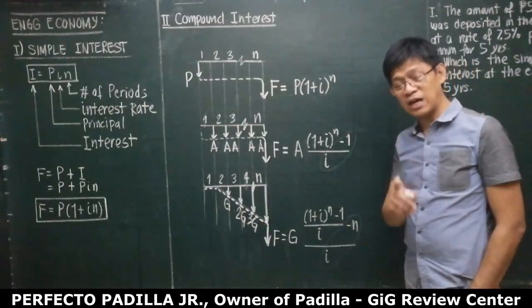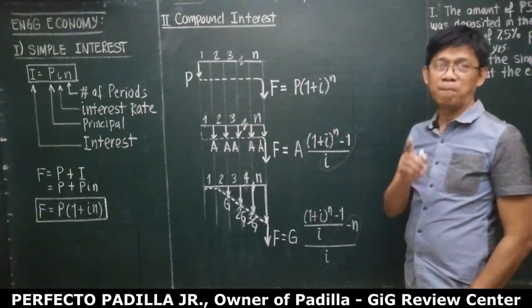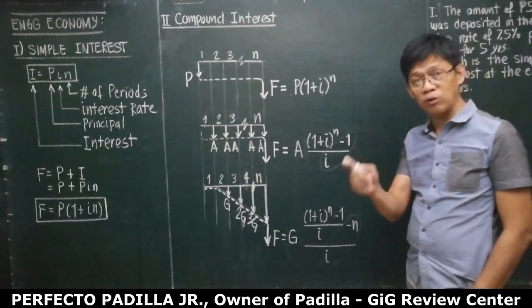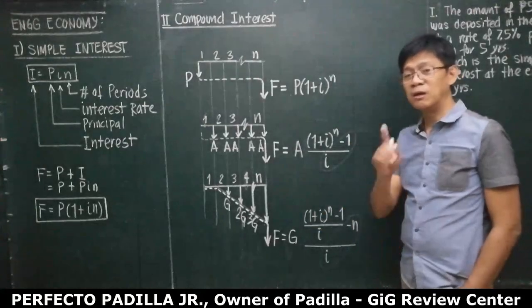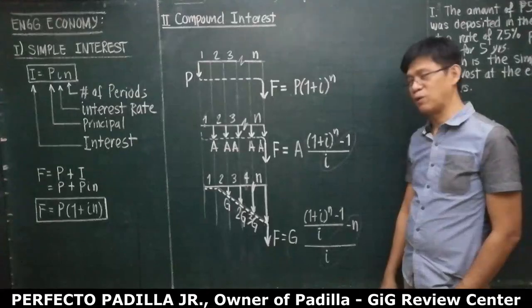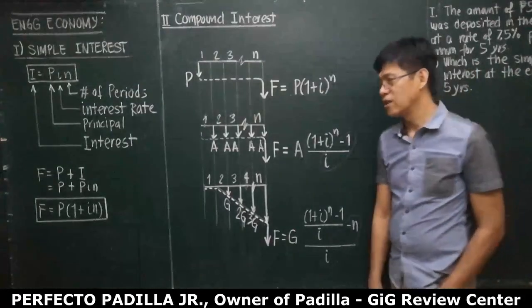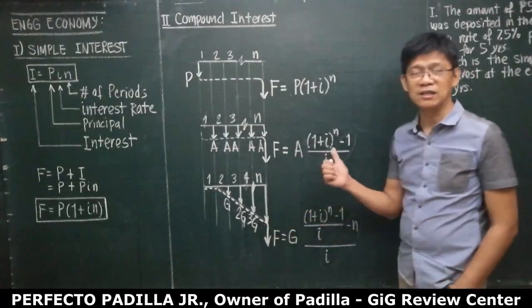Okay. So, ulitin ko ha. Pag yung unit ng i hindi binigay, per year yan, tapos yung compounding period dapat ibigay. Pag hindi binigay yung compounding period, compounded yearly din yan. Maliwanag tayo? Okay. So, yun yung tatandaan dito.